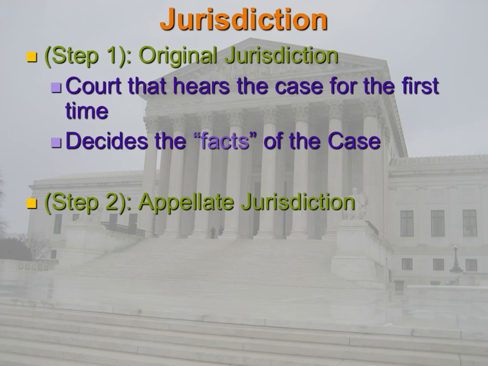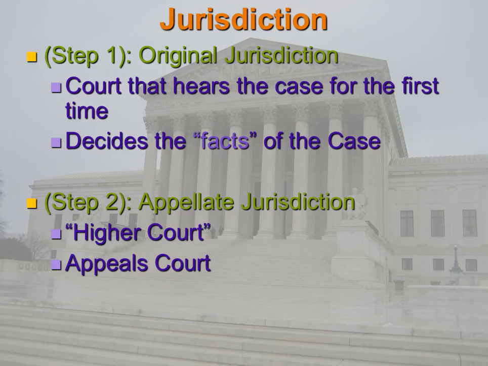This is the time when we're deciding, are you guilty or not guilty? Are you responsible or not responsible? This is when we're going to call in the witnesses. If you don't like the result of that and you meet certain criteria, which we'll go over in a second, you could appeal, or you could go to the next step in the court system, and that is what is known as appellate jurisdiction. Sometimes we call this the higher court or the appeals court.